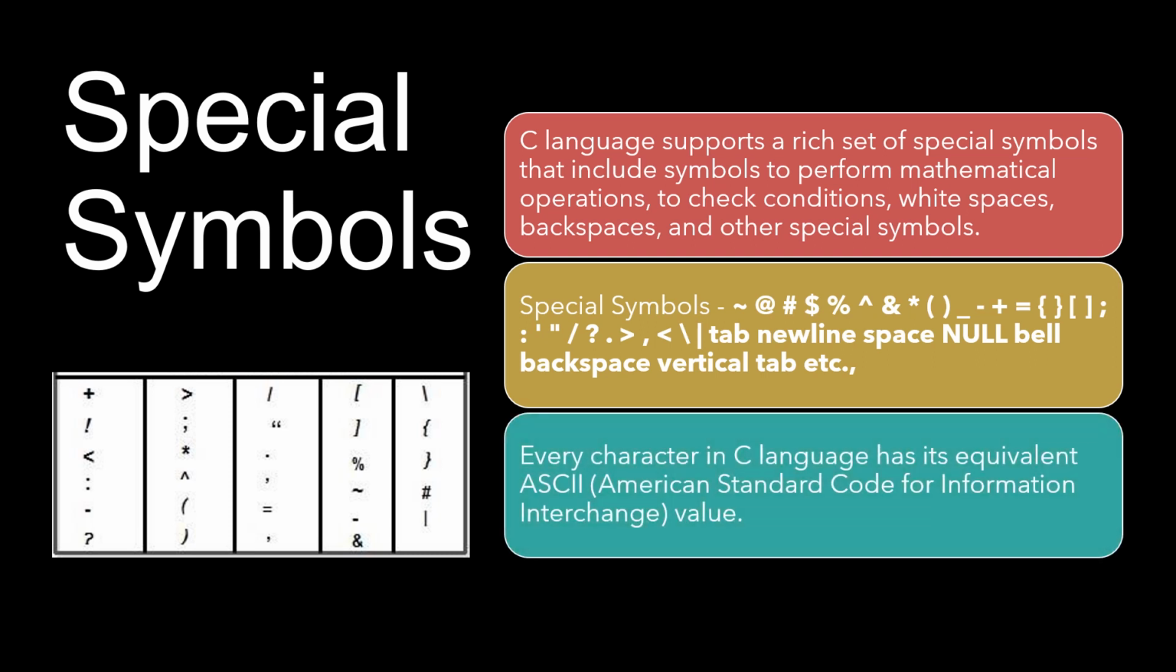Every character in C language has its equivalent ASCII. ASCII stands for American Standard Code for Information Interchange. So every character in C language has its equivalent ASCII value.